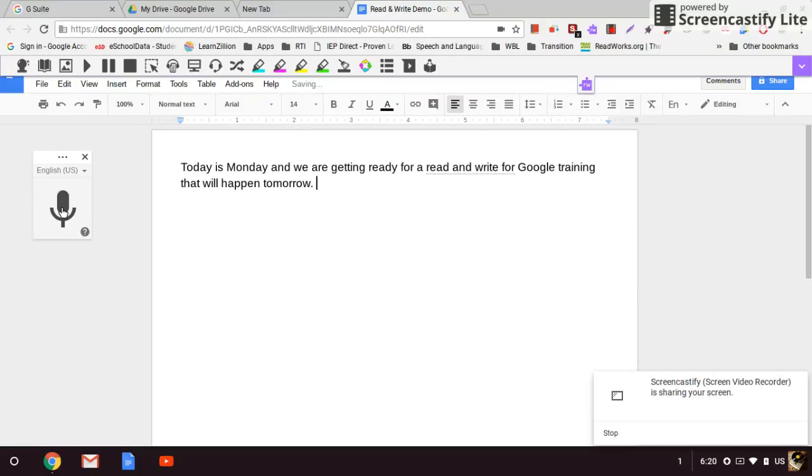I don't know if you noticed it, and if you didn't, maybe you want to rewind and take a look, but the dots meant that it was thinking. And initially, it had something else written here and changed it to Read and Write for Google. If you let this continue to record while those dots are there, it will be more likely to predict correctly. So we have today is Monday, and we are getting ready for a read.